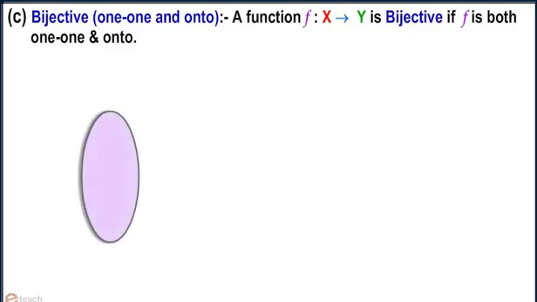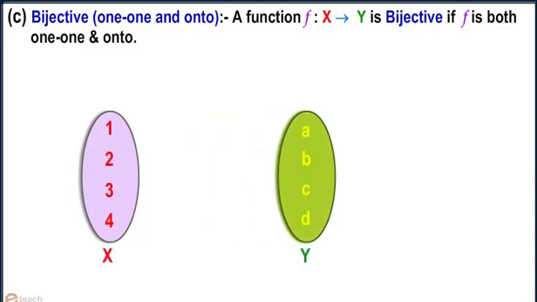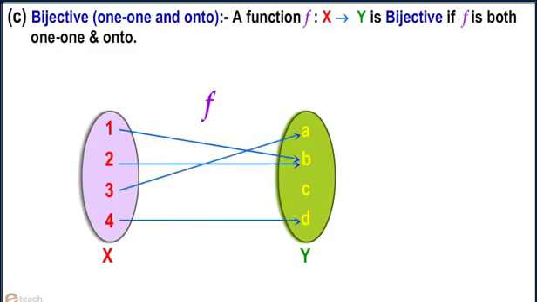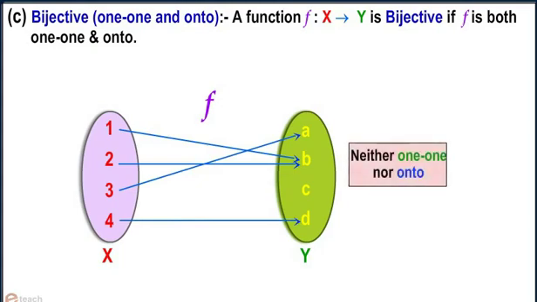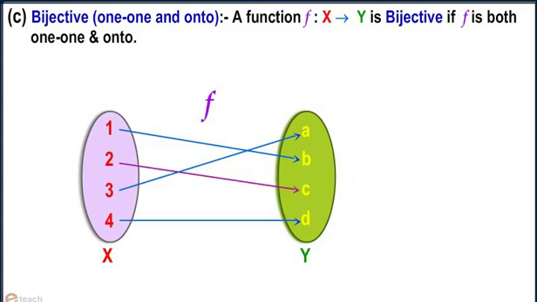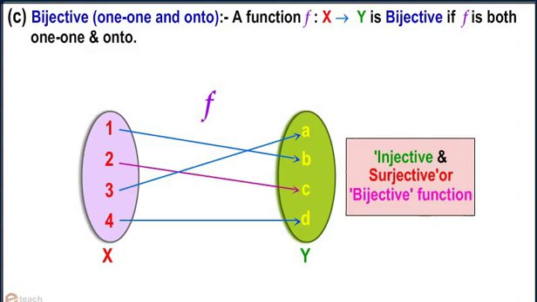Let us have some examples. In this function, 1 and 2 have same images, so this is not a one-one function. Also, element c is not connected to any element of set X, hence not an onto function. So, this is not a bijective function. But in this function, f is one-one as well as onto. Hence, this function is an injective and surjective or a bijective function.